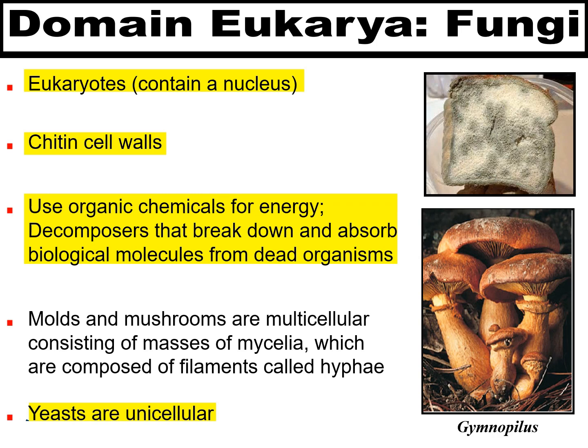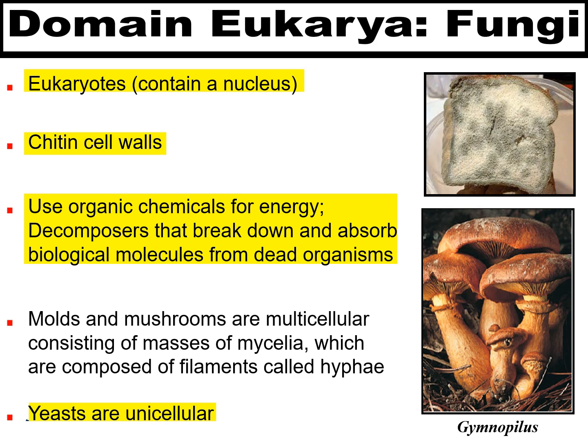Yeasts are unicellular, while bread mold is a multicellular fungal representative. Fungi are eukaryotes that contain chitin in their cell walls. Chitin is a large nitrogen-containing polysaccharide that forms part of the hard outer integument of insects, arachnids, and crustaceans. Fungal organisms are known to act as decomposers.